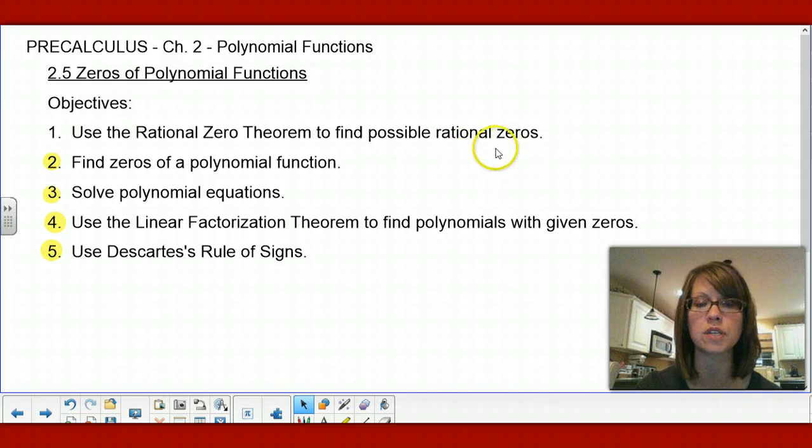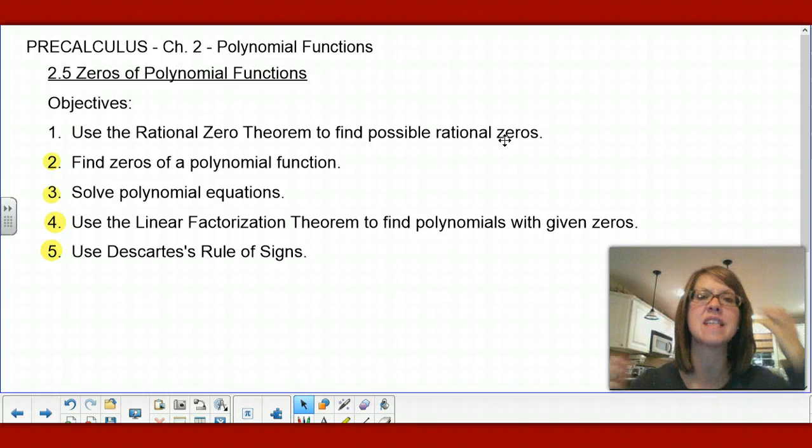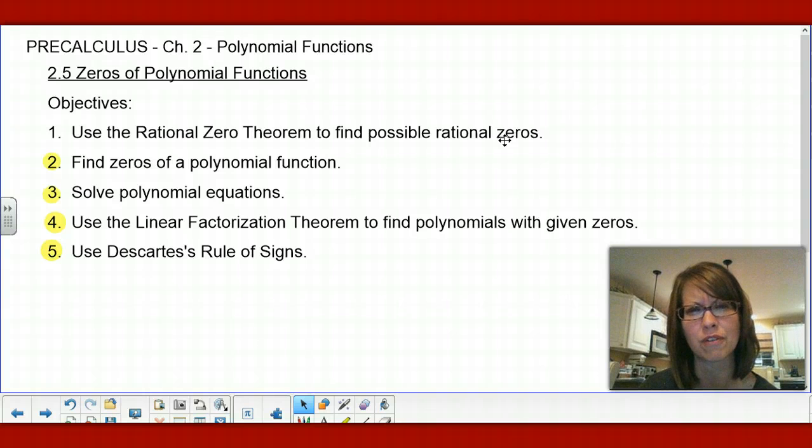So let's break this down for a second. A zero is an x-intercept. A rational x-intercept means that it's an x-intercept that could be written as a fraction, like 5/3, or -1/2, or 7. So what the rational zero theorem does not find is any irrational zeros, like 3 plus the square root of 2. That would need an irrational zero theorem, and to my knowledge, there isn't one of those.